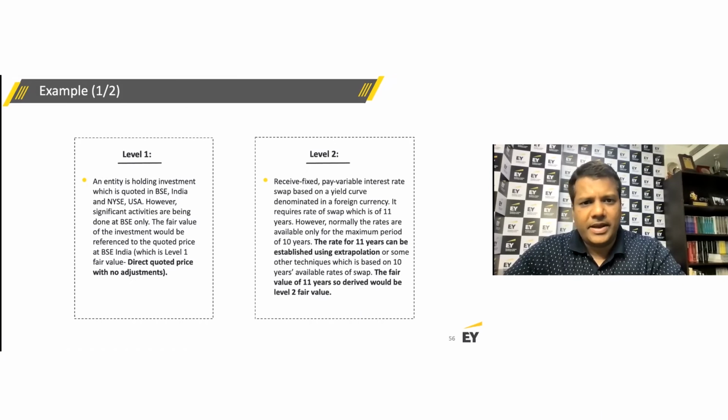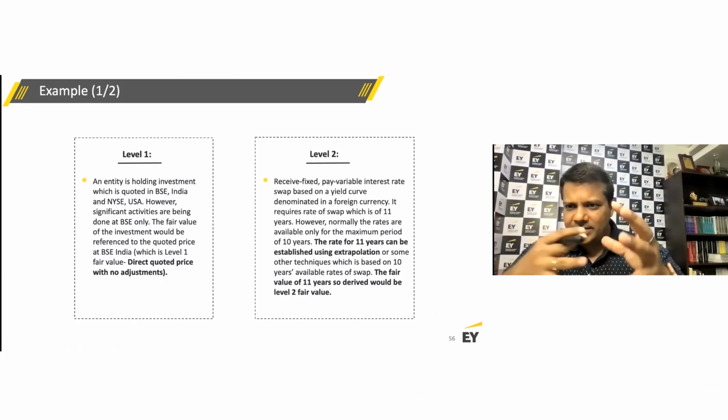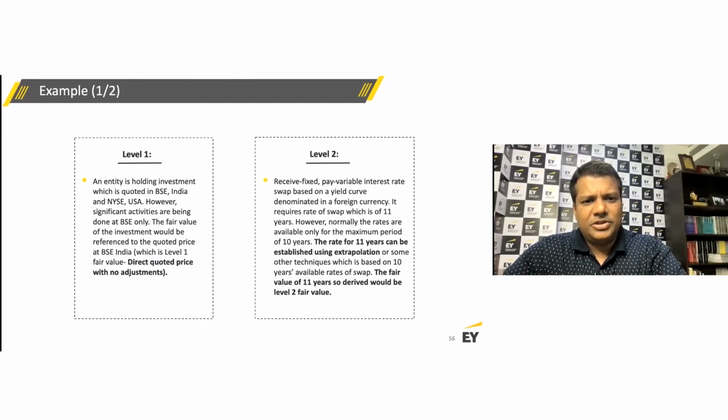Level 2, receive fixed, pay variable interest rate swap based on a yield curve denominated in a foreign currency. Okay. It requires rate of swap which is of 11 years. However, normally the rates are available only for a maximum period of 10 years. So you try and extrapolate the 10 year to 11 years. Okay, that is what comparable prices based on observable inputs. That is what is level 2.